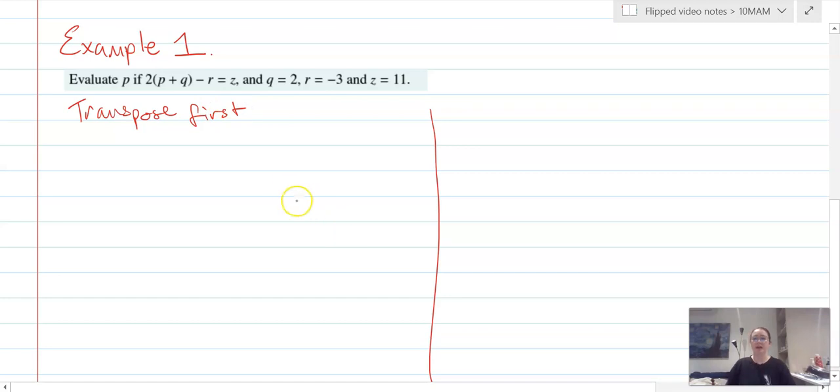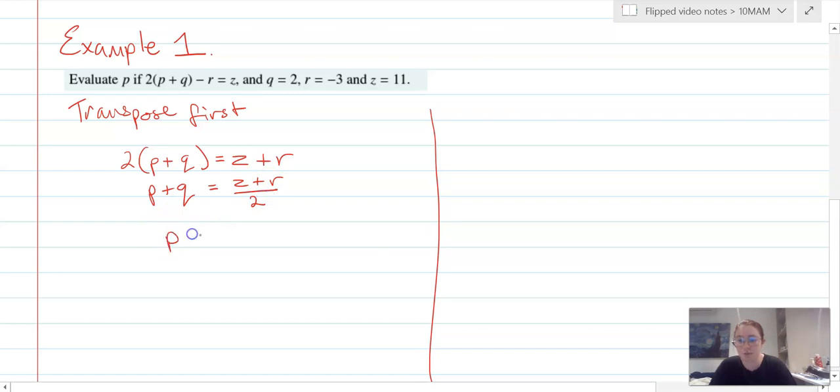Okay, so we ignore the values that are there, and we just rearrange this equation to be equal to p. So at the moment it's equal to z. Actually, instead of expanding that bracket first, I'm going to move the r across first. So we've got 2 times (p plus q) equals z plus r. Divide everything by 2, so p plus q equals (z plus r) over 2, and then p is going to be (z plus r) over 2 minus q.